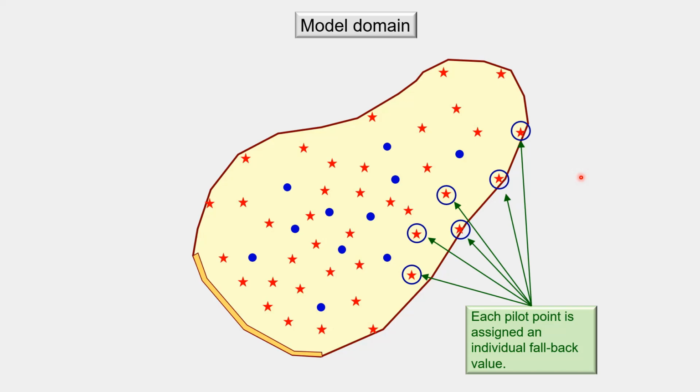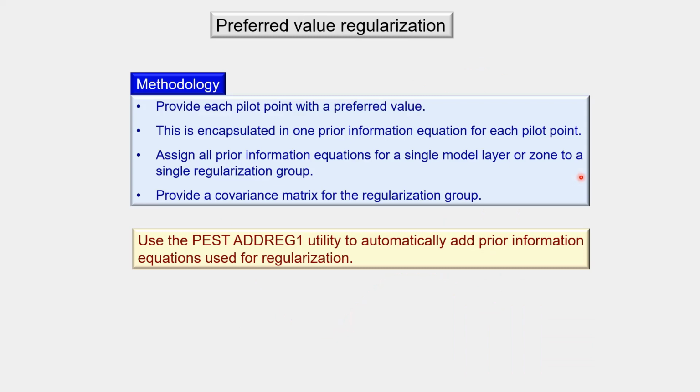Now this gets over the problem of what happens between different layers and between different parameter types. Every parameter type ascribed to every pilot point has its own individual fallback position. Now, prior information equations which provide this fallback position can be easily added to a PEST control file using the add-reg1 utility from the PEST suite.